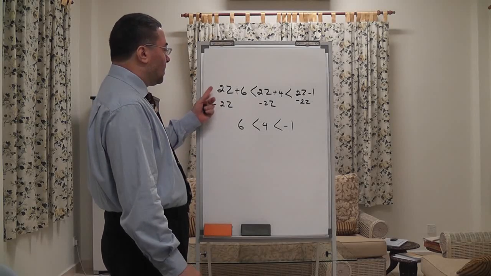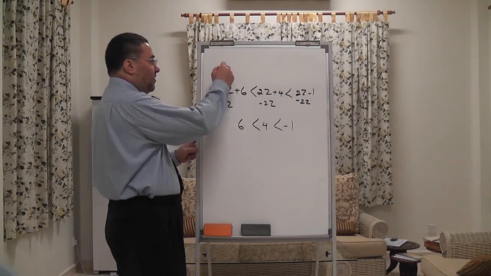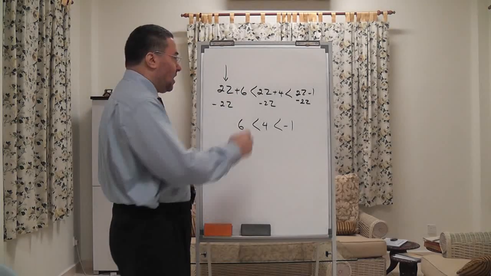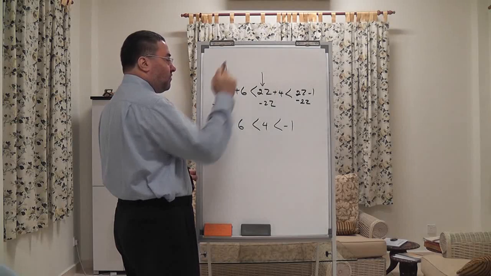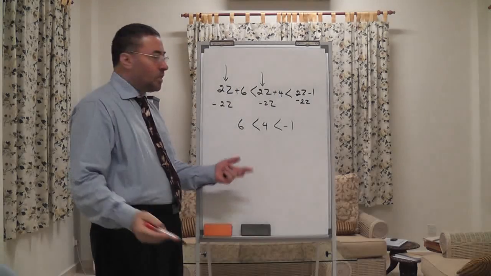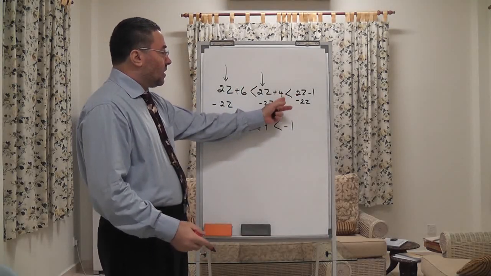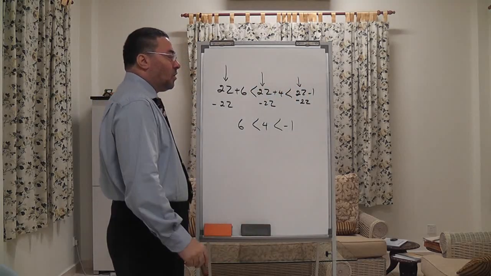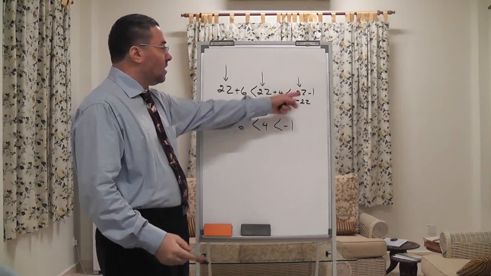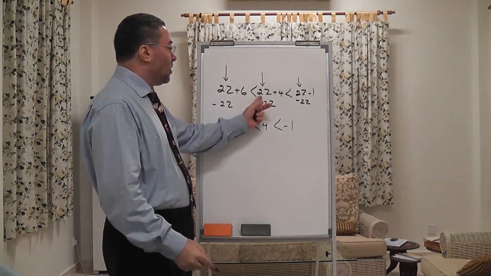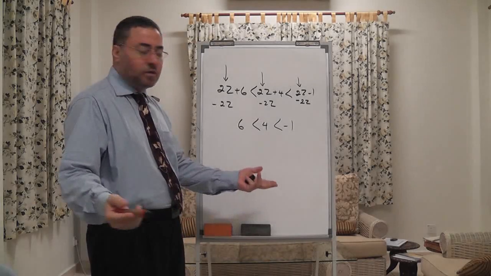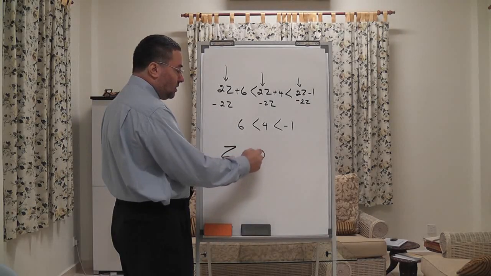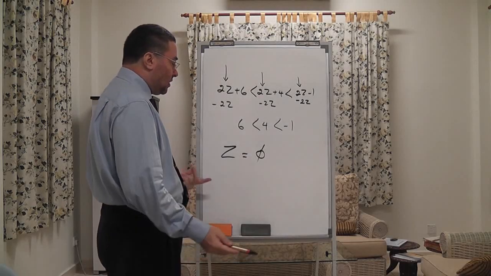So basically what this inequality says, if I have a number and I add 6 to it, it's going to be less than the same number adding 4 to it, which is impossible. And same with this part. If this same number, you take away 1 from it, and still it's supposed to be more than when you add 4 to it, and that's impossible. So in this case, the solution is z equals null set. There is no such number.